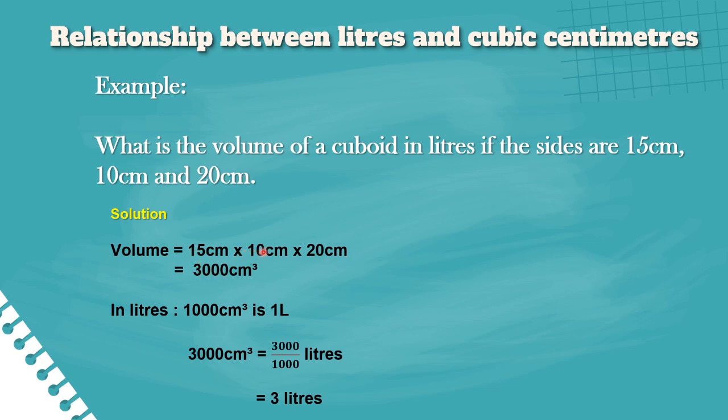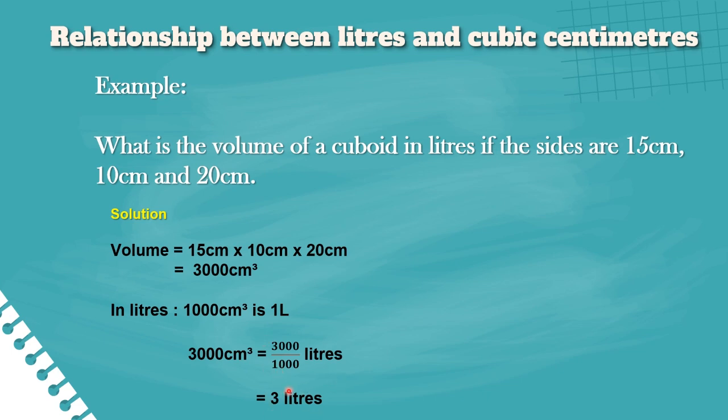15 times 10, 150. 150 times 20, that's 3000 centimeter cube. After getting your answer in volume, then you will change it to capacity, which is liters. Do you remember that in liters, 1000 centimeter cube is 1 liter? So how much will be 3000 centimeter cube? Just divide 3000 by 1000. The 3 zeros up will cut the 3 zeros down. I'll be left with 3. So the answer is 3 liters.